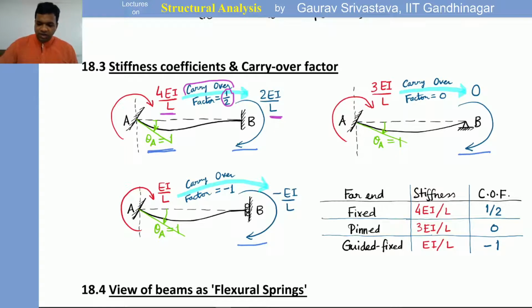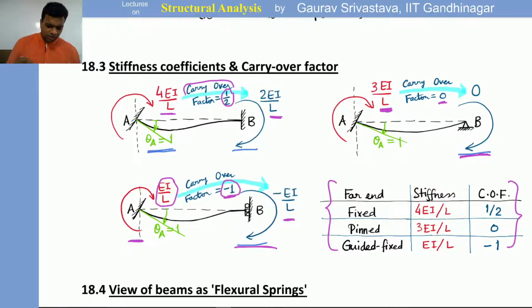sense. Okay. Similarly, if we are dealing with a far end pinned, the induced or the required moment or the stiffness coefficient is 3 EI by L, but the carryover factor in this case is 0 because there is no moment which is going to the far end. And similarly for the guided fixed support, the stiffness coefficient is EI by L and the carryover factor is -1. Okay, because when it is going to the other side, it goes with the opposite sign. Okay, so this is a brief table which summarizes this discussion, and these will be extremely useful when we go on to discuss moment distribution method.